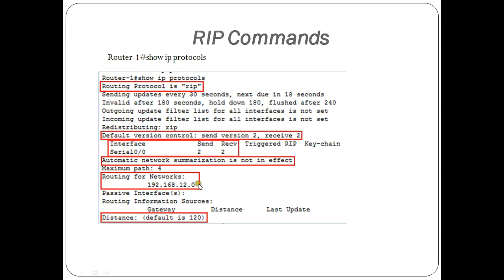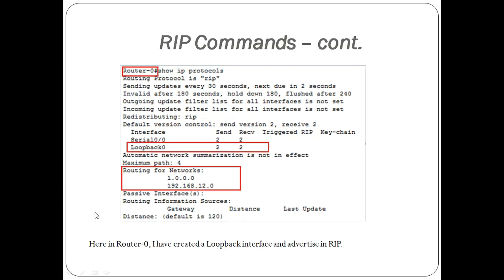The routing protocol network over here is 192.168.12.0. Since it is router 1, we have only one interface IP, that is the serial interface IP. So it is showing as routing for networks, this network is being advertised, and the default distance, that is the AD value, is 120.